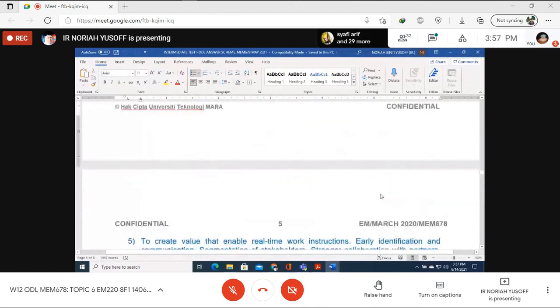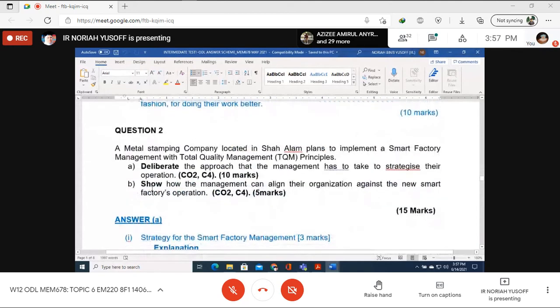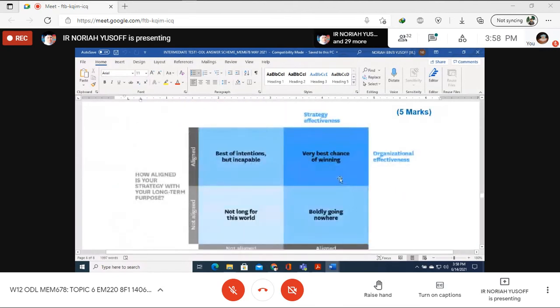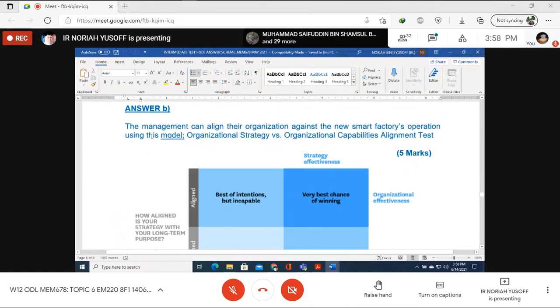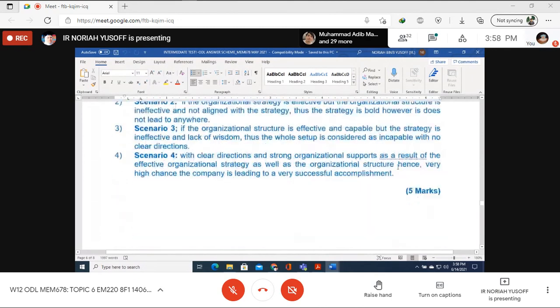So answer B, the question is, the B question, show how the management can align their organisation against the new smart factories operation. It is the organisation alignment against the employees, against the strategy. There is this organizational effectiveness strategy, organizational alignment, meaning the organizational structure against the strategy. Use this one, if you use this you get full marks. But I think nobody got full marks. Some got close to 4 marks. So the management can align the organizations against the new smart factory operation using this model, organizational strategy versus the organizational capability alignment test. So you give the alignment.